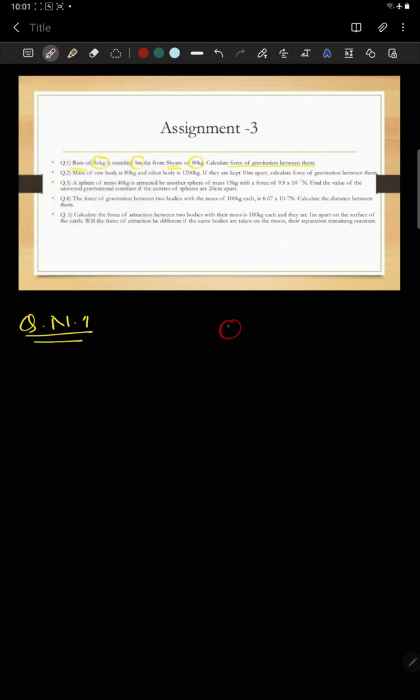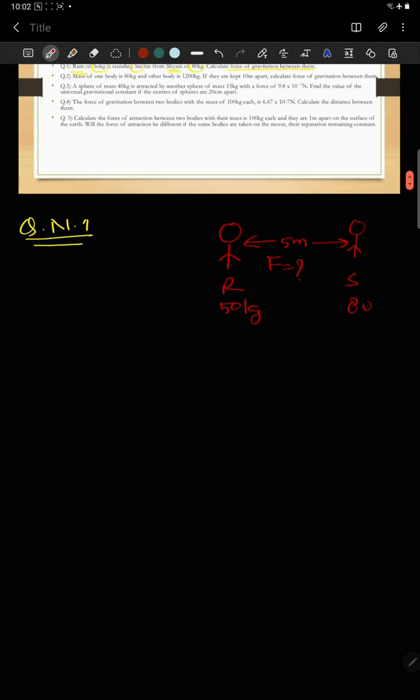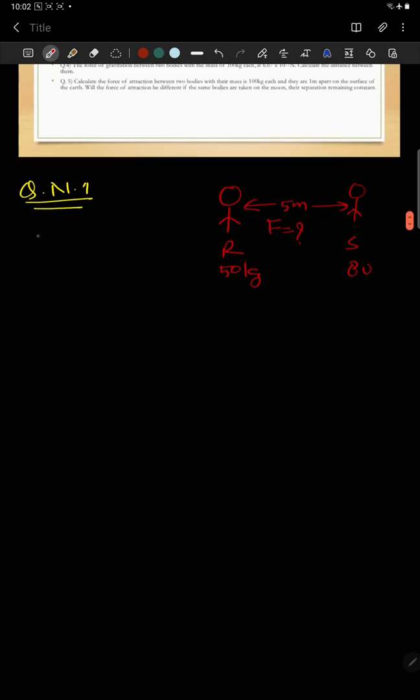So this is Ram of 50 kg, and there is Sam of 80 kg, and they are standing 5 meter distance from each other. So in this case, what is the force of gravitation between them? Now based on this question, let us write solution and given.